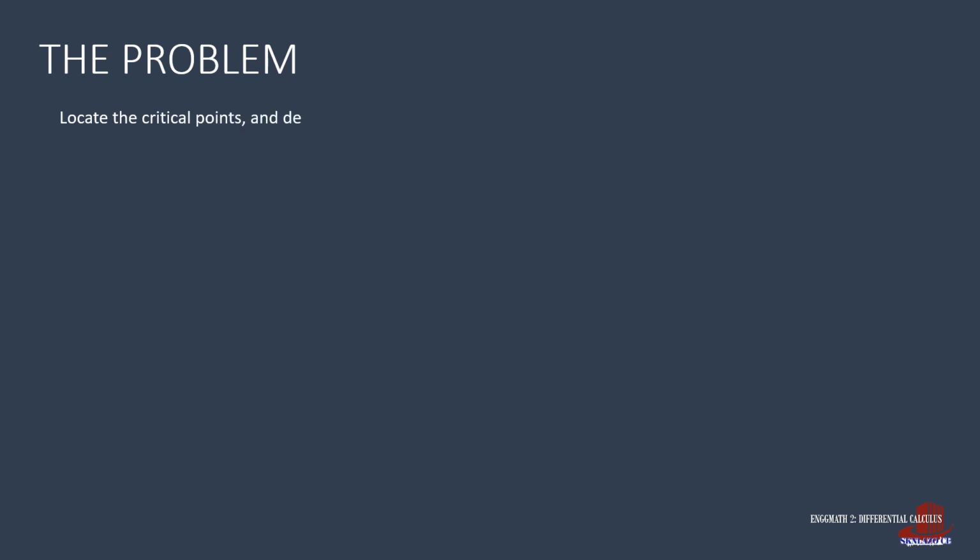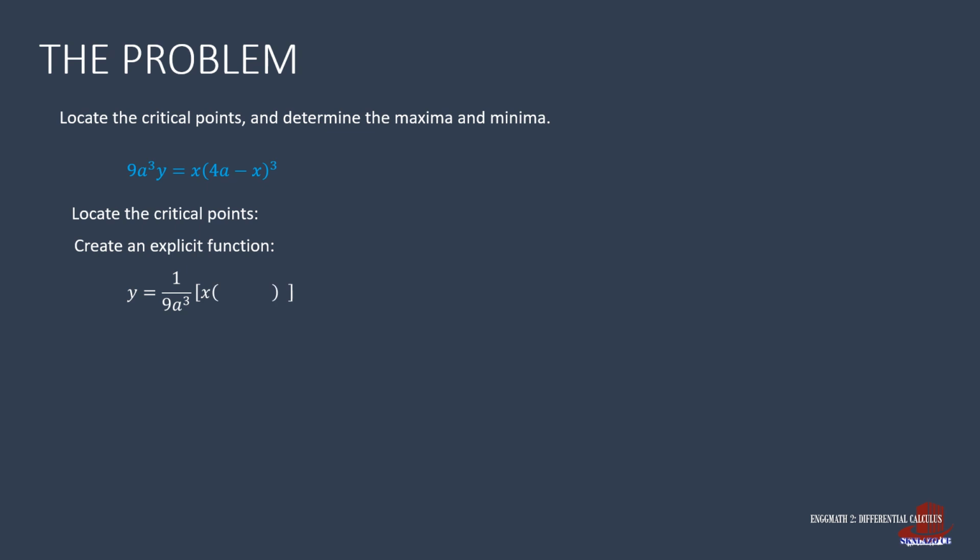The fifth example consists of the function 9a cubed y is equal to x times the cube of the binomial 4a minus x. First is to locate the critical points. If we opt to differentiate an explicit function, 9a cubed is placed to the right expression. But since it is considered a constant, the differentiation will only cover x times the cube of 4a minus x.